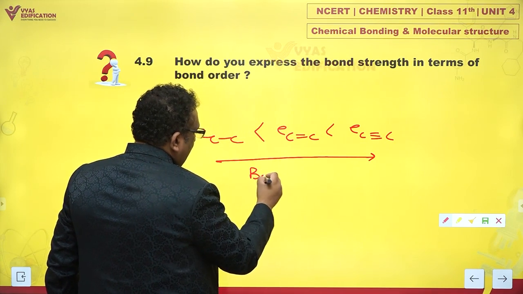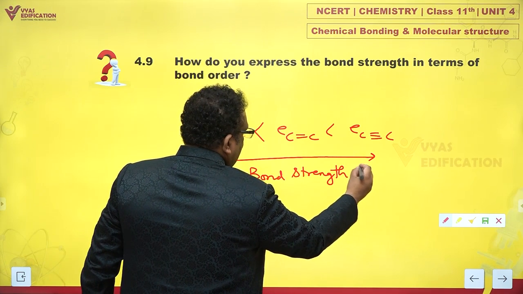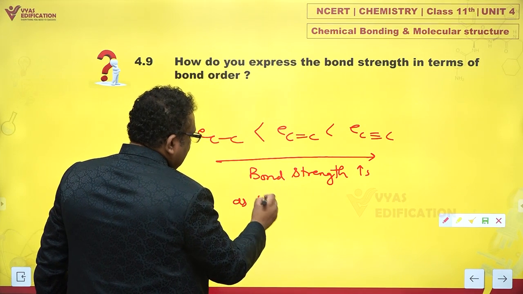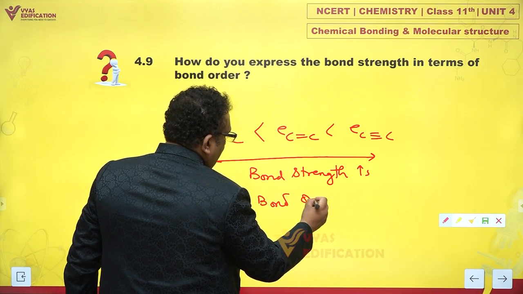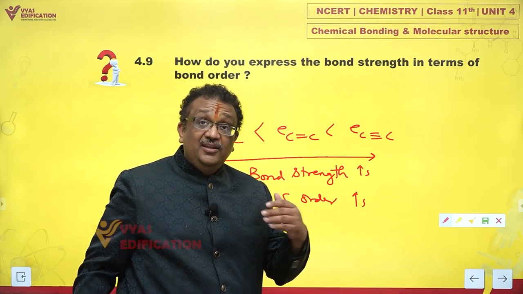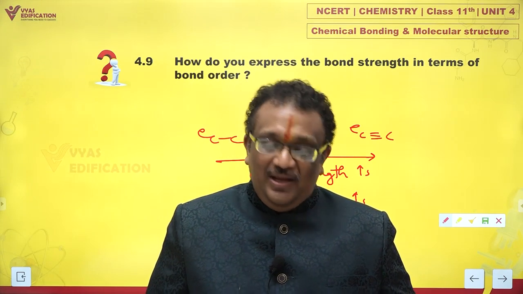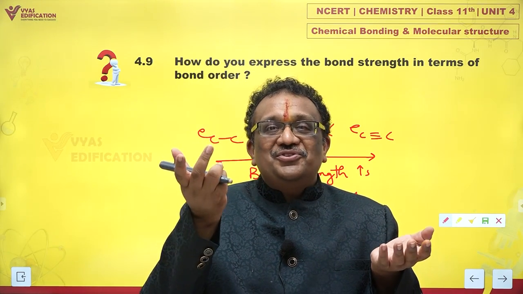You can say bond strength increases as bond order increases. Bond order increases and that way bond strength also increases. There's a direct relation. Greater the bond order, higher is the bond strength.